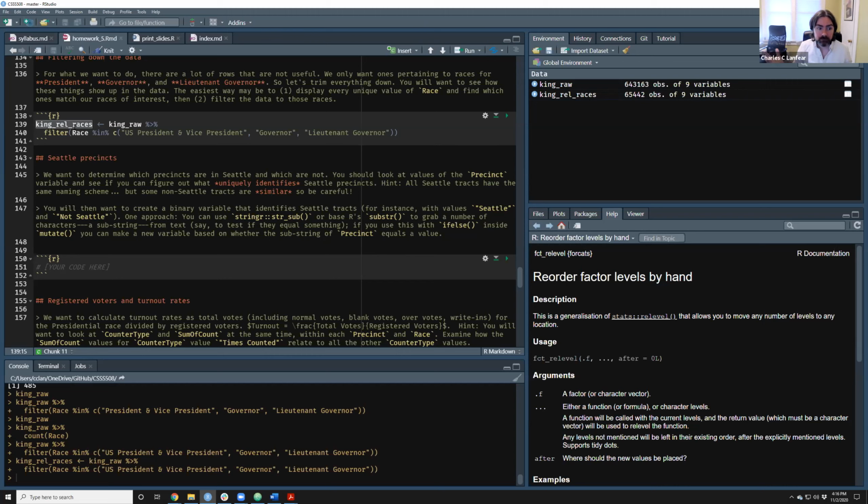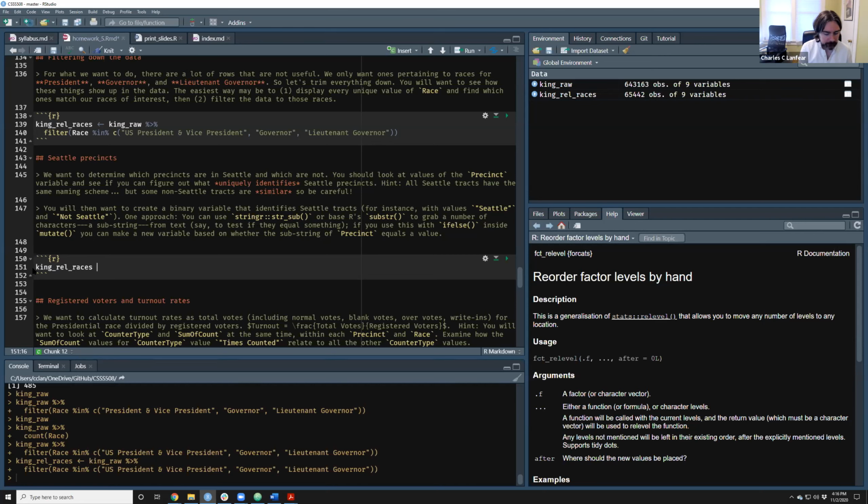Okay, so the next thing we want to do is determine which precincts are in Seattle and which ones are not in Seattle. I say here that you should look at the values of precinct and see if you can figure out what uniquely identifies them. All the Seattle tracts have some unique naming scheme. Okay, so let's take a look at this.